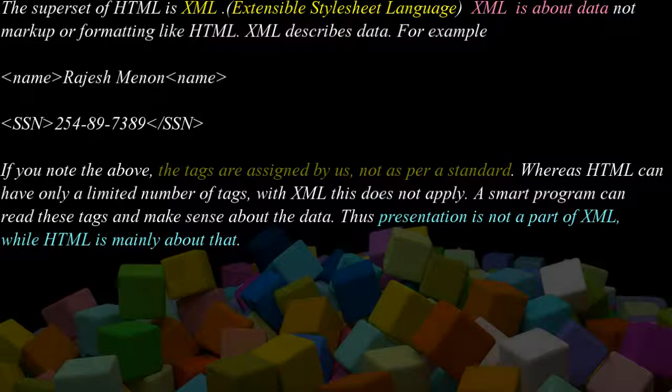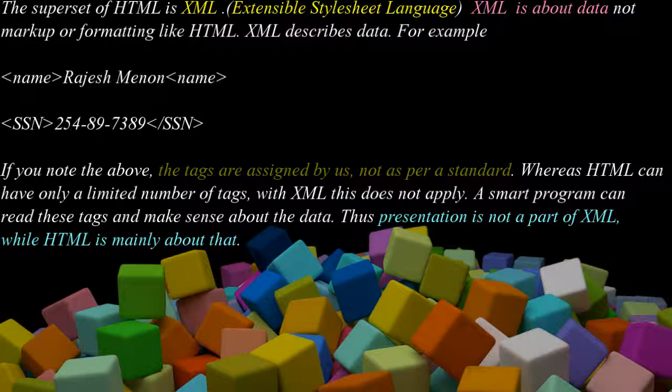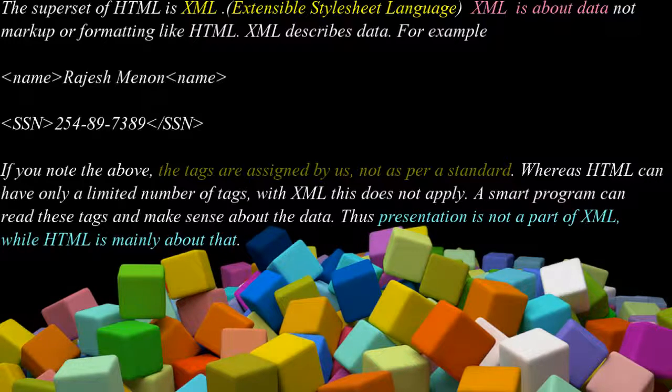The superset of HTML is called XML, Extensible Markup Language. XML is about data, not markup or formatting like HTML. XML describes data. For example, <name>Rajesh Menon</name>, <SSN>the number, the social security number</SSN>. If you note the above, the tags are assigned by us, not as per a standard. Whereas HTML can have only a limited number of tags, with XML this does not apply. A smart program can read these tags and make sense about the data.